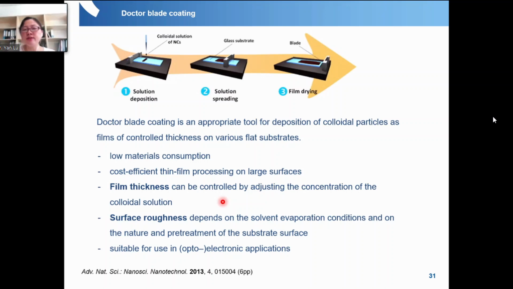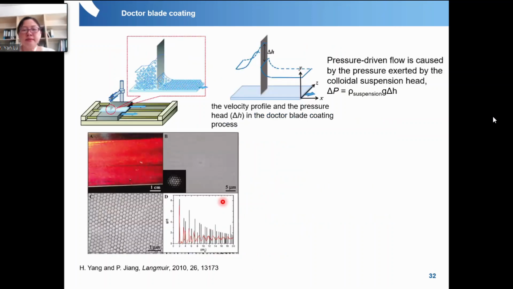And of course, you can also pre-treat the substrate surface, and you can also control the roughness of your surface. So I also give you one example of this. These authors modified this doctor blading and put one such kind of plate, which is viscous, on the surface of these colloidal particles.